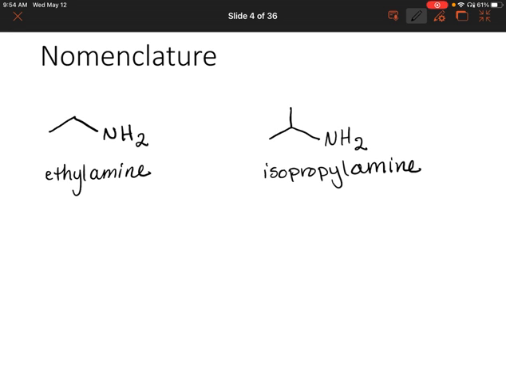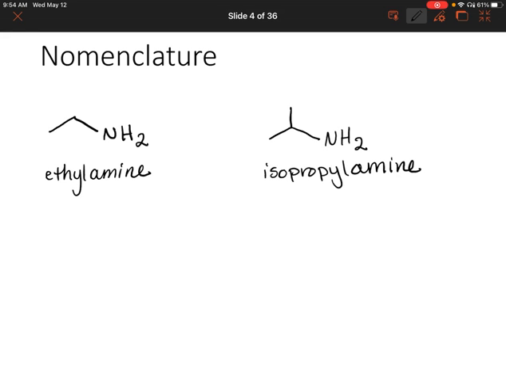So we're essentially naming the substituent on nitrogen. So in the first example, we had ethyl. In the second one, we had isopropyl. And then we just add amine to the end. So this works pretty well for simple amines.